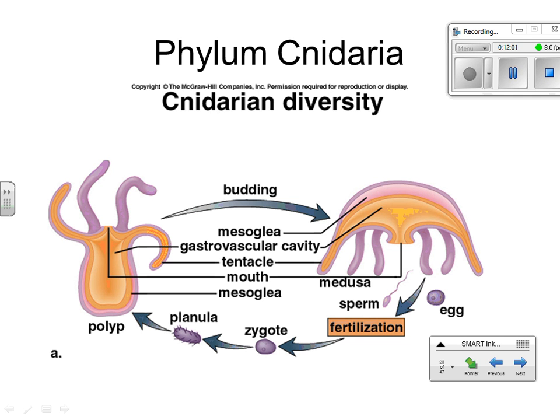Are those polyps microscopic or? No, you can see them. They're just usually on the bottom.